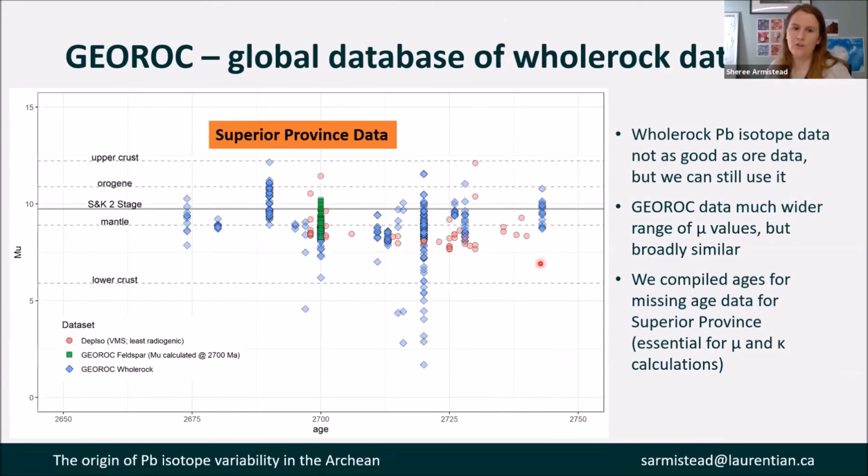Whole rock data is not as good as the ore data, but we can still use it. You can see that there's a much wider range in mu values. The whole rock data here is the blue diamonds, but generally they're quite similar. They're all still showing that they're low mu for these whole rock samples, which is good. It means that the ore data isn't drastically different from the whole rock data. And then we've also compiled a bunch of ages for the GeoRock data that had missing ages, because we need these to be able to calculate mu and kappa.